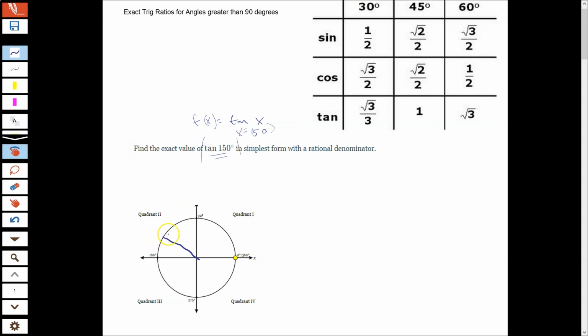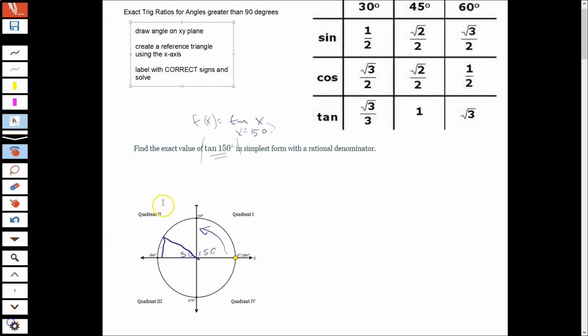So notice, if I drop a line down to the x-axis, I have a triangle. Okay, so this angle is 150 degrees out here. This angle inside the triangle, well, these make a straight line, so 30 plus 150 is 180, right? So this is a 30, 60, 90 triangle. Okay, so because of the angles we've picked for these problems, you will always get something that shows up in the table.